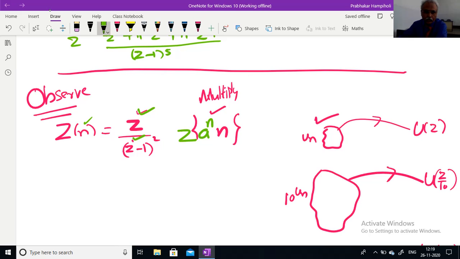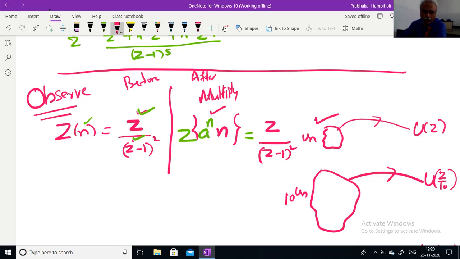When you multiply here, the structure remains, n remains n. Simply n has become 10n. So a bigger object is going. If at all you want the same, whatever you have multiplied, almost similarly you have to divide. For example, what is happening, please observe very carefully. If you leave this part and write only Z of n, you will get z by (z minus 1) whole square. Now because of multiplication, this is before multiplication, this is after multiplication.